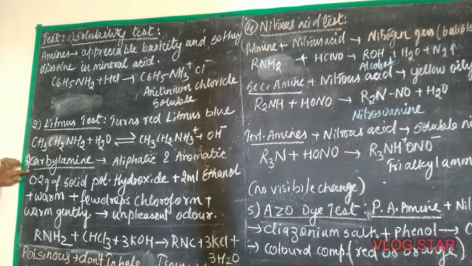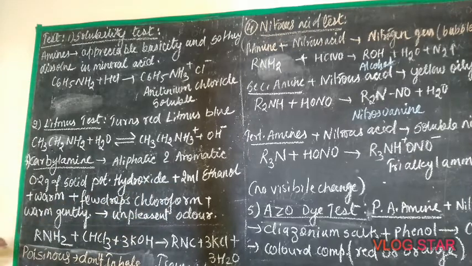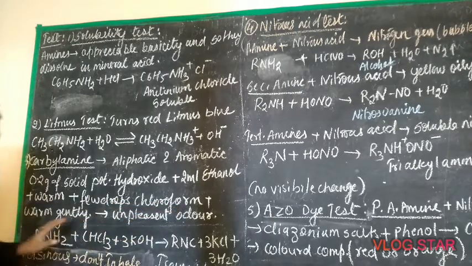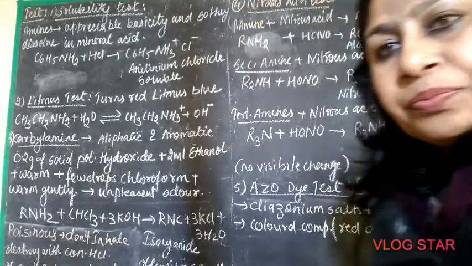Next is your carbylamine test. This is given by aliphatic and aromatic both amines. Procedure is take 0.2 gram of solid potassium hydroxide, add 2 ml of ethanol to it and warm it. After that add a few drops of chloroform and then again warm it gently. You have to warm, not heat, only warm it gently. If you find an unpleasant odor, that means your amine group is present.